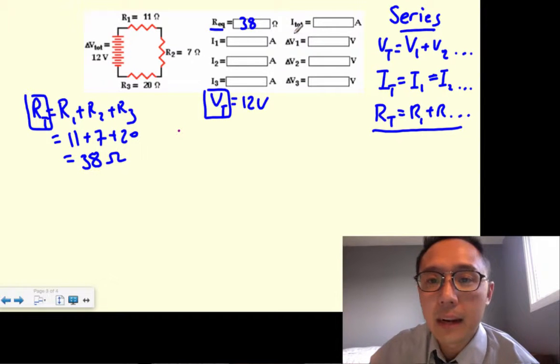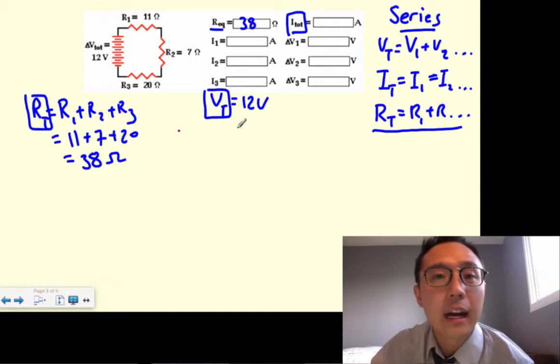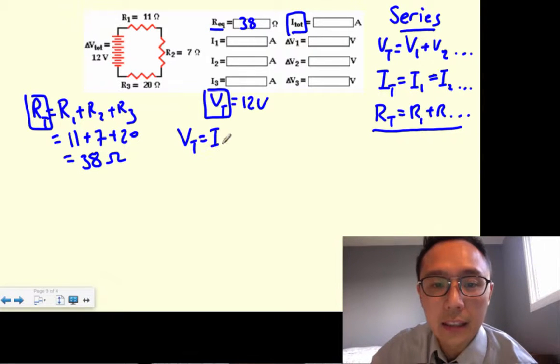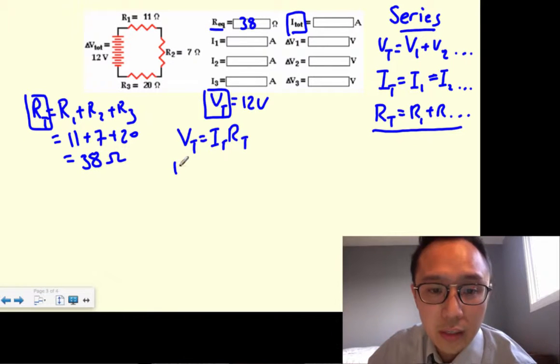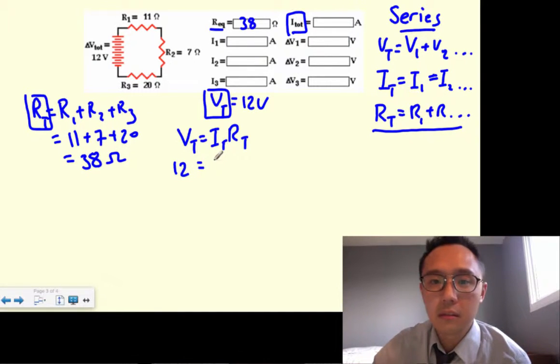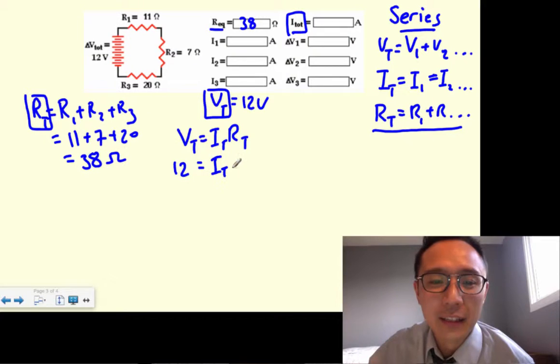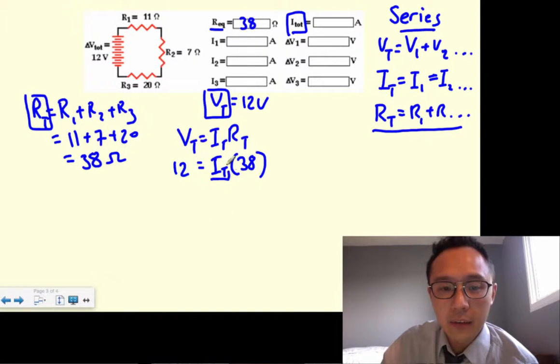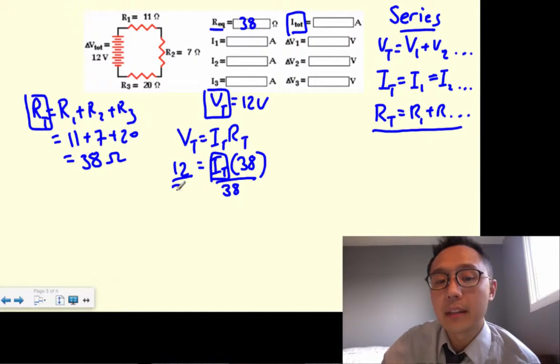Can I calculate my current total? Yeah, I can calculate this using Ohm's law. So VT is equal to IT times RT, and I have voltage is 12, I is what we're trying to find, and my resistance total is 38. Remember, if your letters are side by side, that means they're multiplied together. Isolate I, or IT, which is my I total.